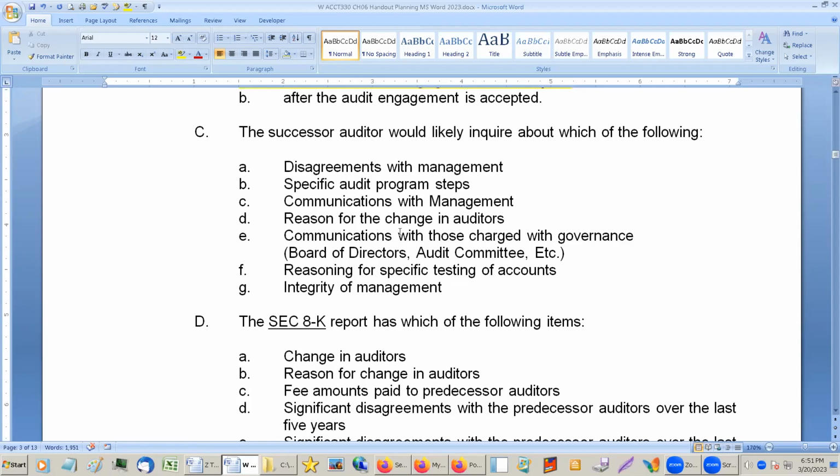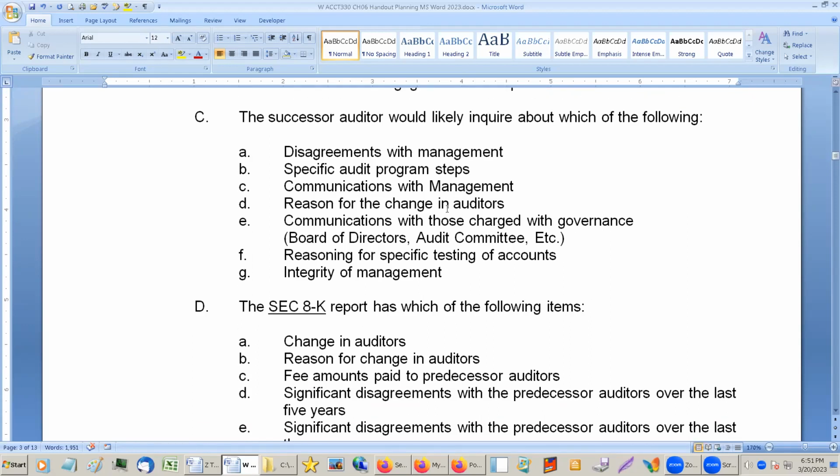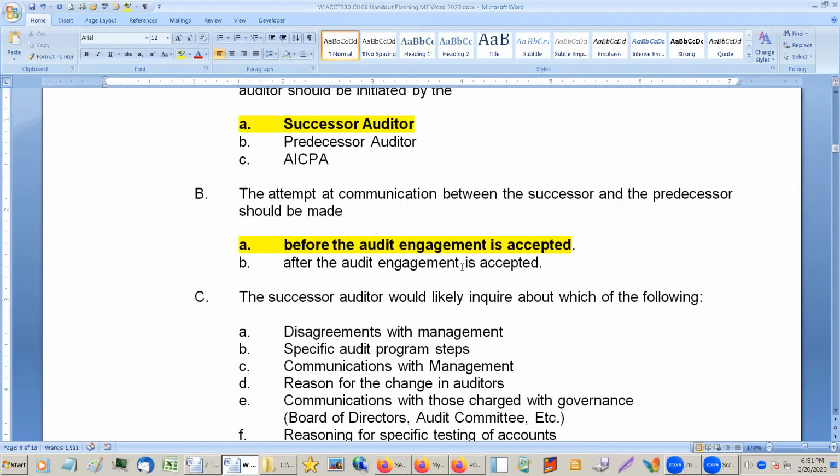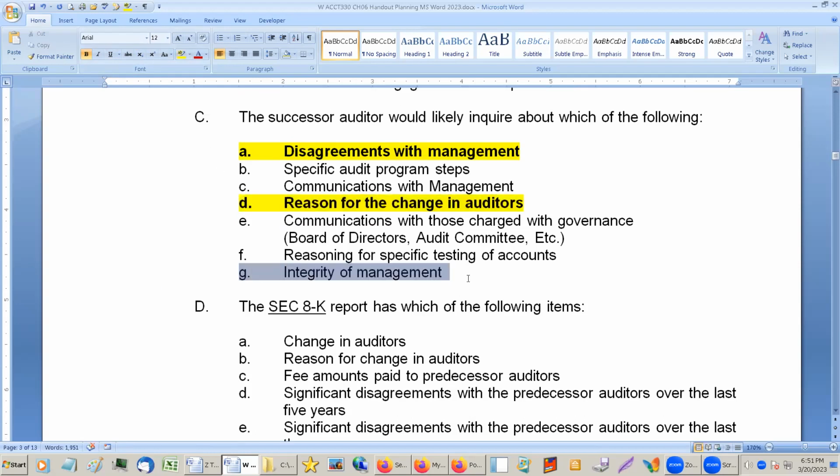Okay, the successor auditor inquires about which of the following? Generally the big stuff. No, you're not going to get into specifics about anything, but disagreements with management, definitely going to look at those. Reasons for a change in auditors? Yep, absolutely. It's an important one. Integrity of management? Yep.